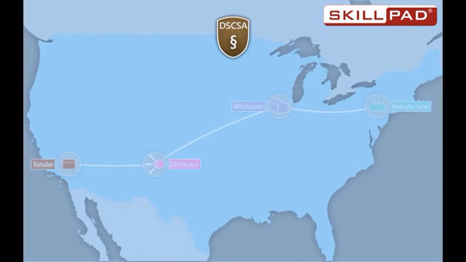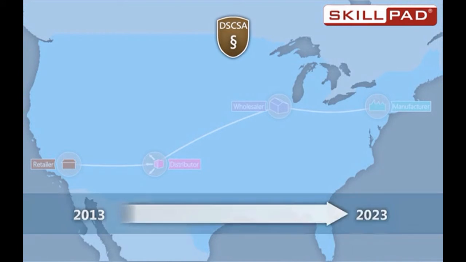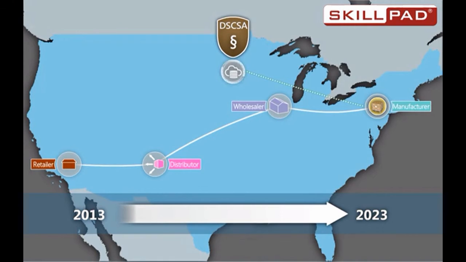The DSCSA is being implemented over a 10-year period from 2013 to identify and trace prescription drugs as they are distributed in the United States. It will allow exchange of information about where the drug has been in the supply chain.